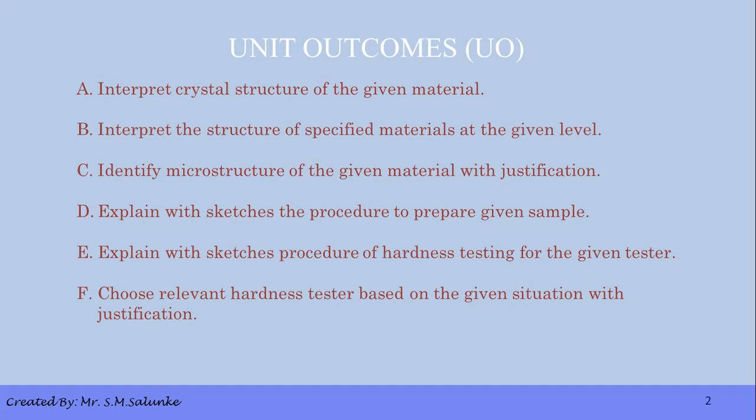The first unit outcome is interpret crystal structure of a given material. Second is interpret the structure of specified material at given level. Third one, identify microstructure of given material with justification.